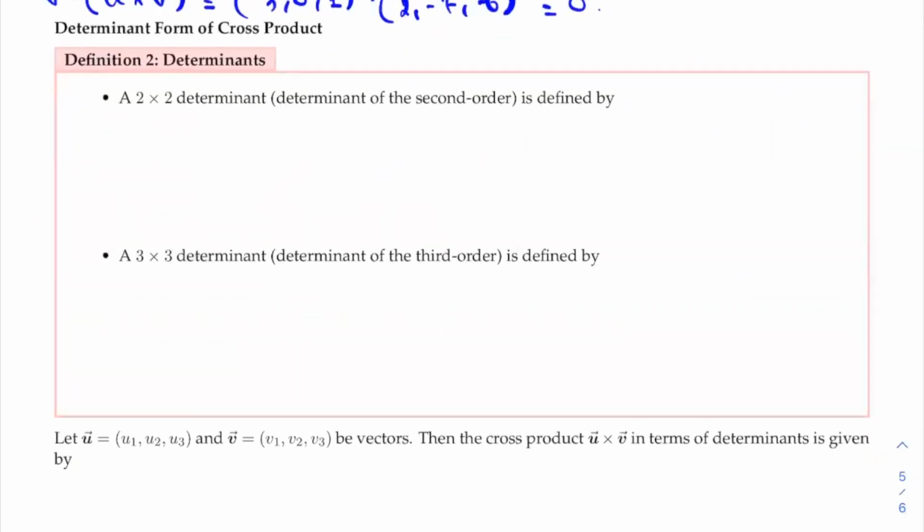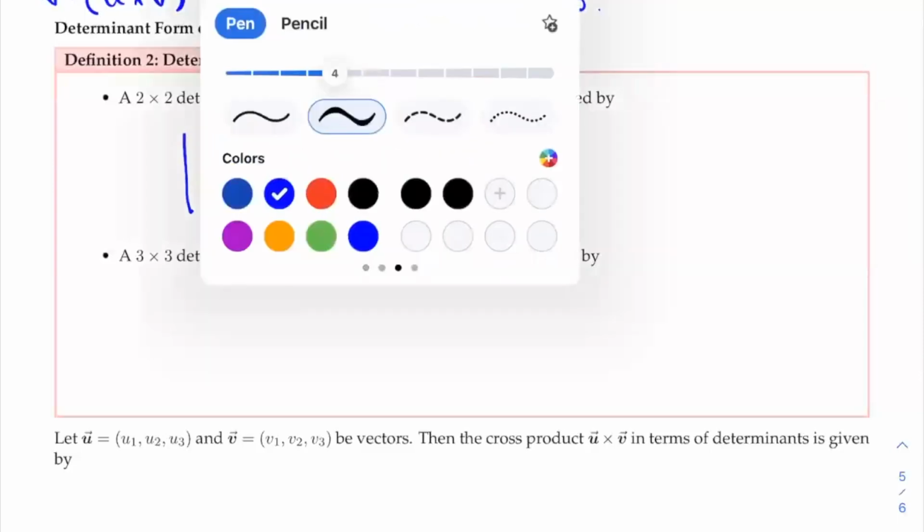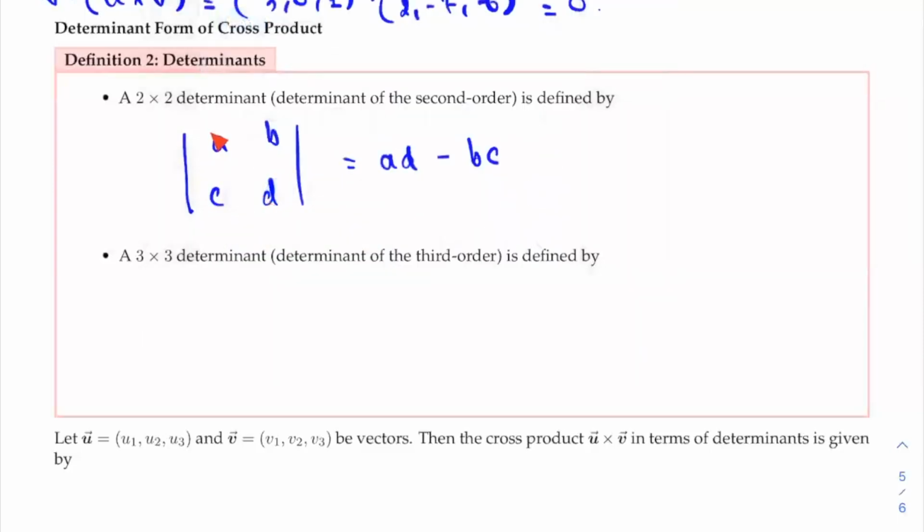Before doing that, I'm going to touch on the 2x2 determinant and the 3x3 determinant, or the determinant of second order and the determinant of third order. For the 2x2 determinant, you have A, B, C, D like this. The determinant is the product of the main diagonal minus the product of the off diagonal. Right, so we have been doing that quite a lot.